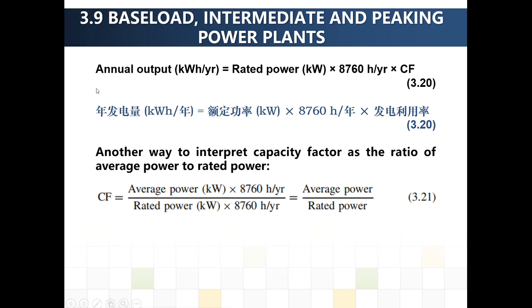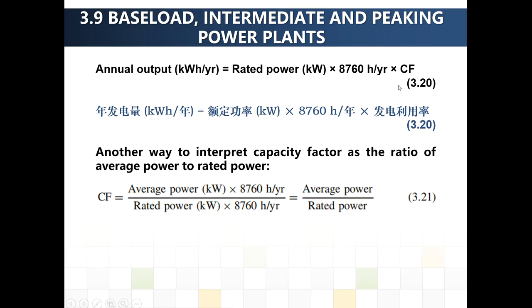If we know the annual output and we know the rated power, the rated power multiplied by 8,760, then we can obtain the total amount of energy generated by this power plant if it runs always at the rated power for the full year. However, this power plant does not always run at the full rated power.